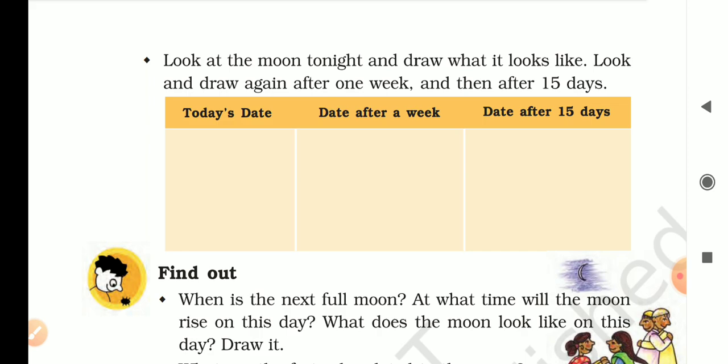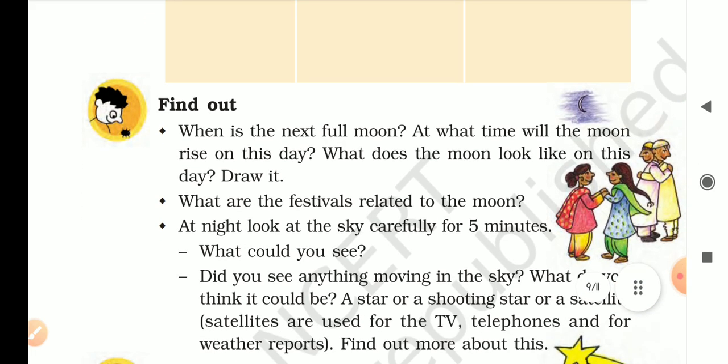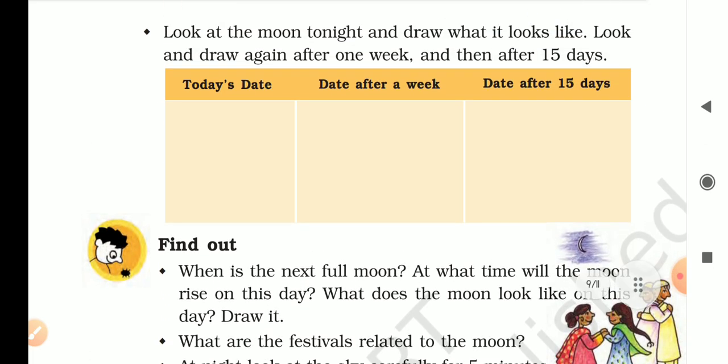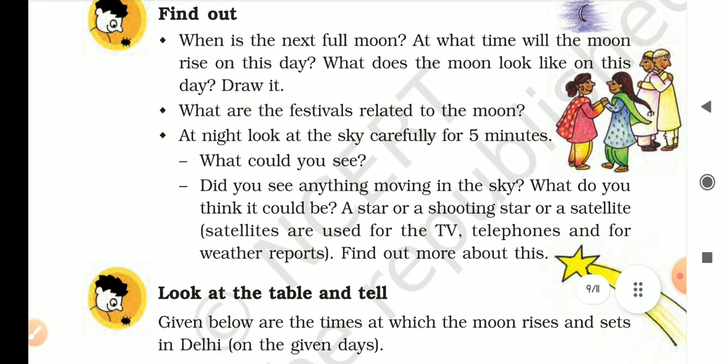So we all know that the moon has different shapes. When you look at the moon on different days, you will find that the shape changes, and we call it crescent, then quarter, then full. Then find out when is the next full moon. So with the help of this activity, you can count the days. You will be able to know when the full moon is. So after performing this activity, you can complete the question which is given just next to the activity.